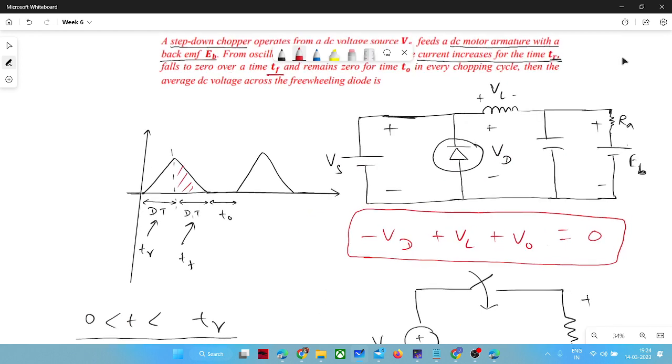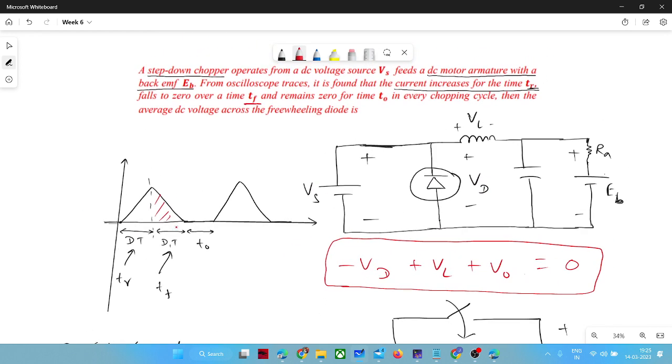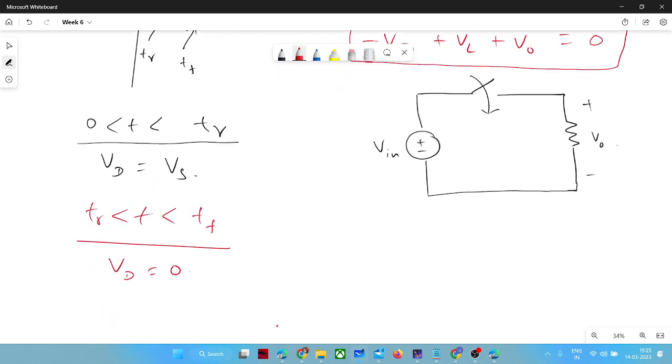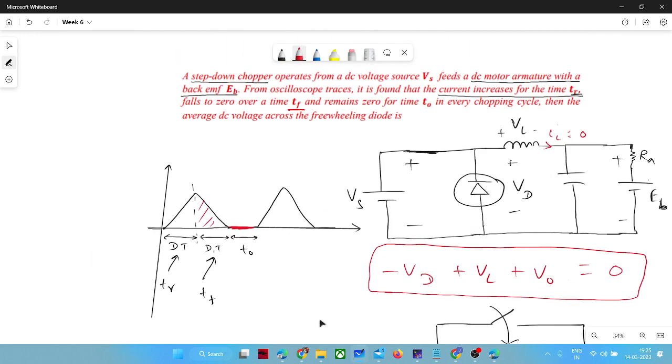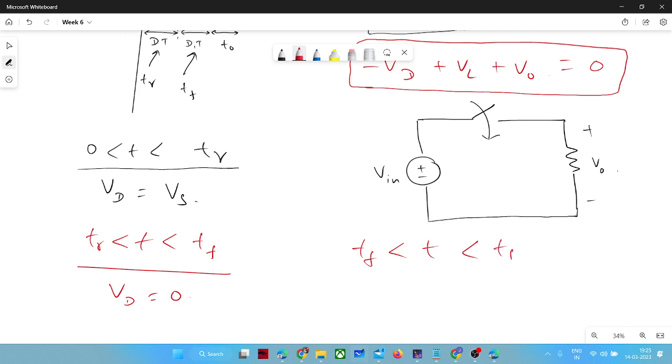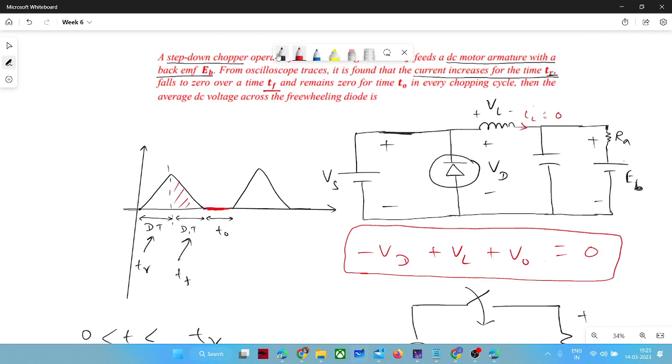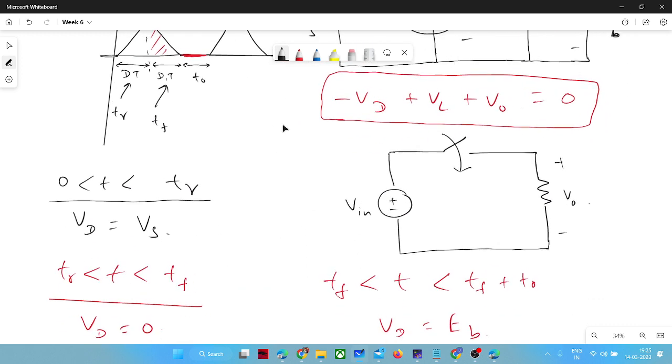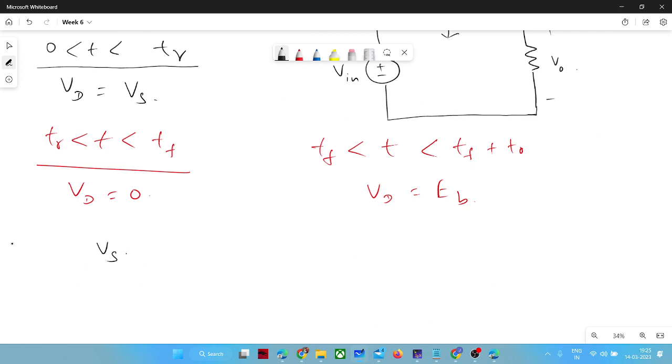The final interval is TF to T naught. Here, the inductor current is 0, so there is no drop across the resistor. Whatever the back EMF is there, that will be equal to VD. So VD will be equal to EB from TF to T naught. Now we need to find out the average value of this diode voltage: Vs into TR, correct.